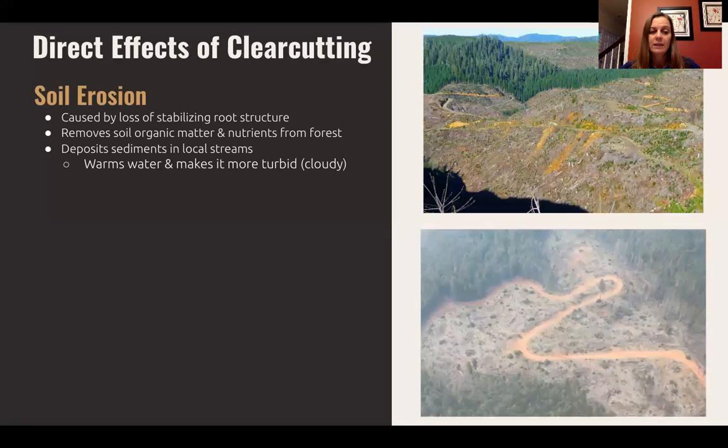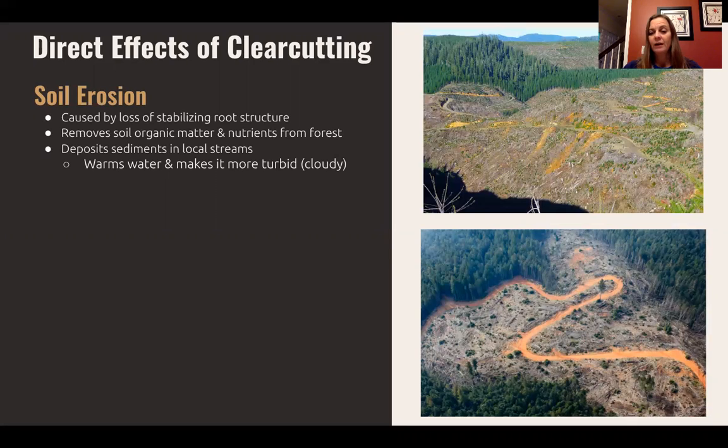So we can see in these pictures that in the areas without the trees, the runoff is cutting paths through the forest, or what used to be forest. And you can see, particularly in this picture, just how turbid and muddy that stream is.